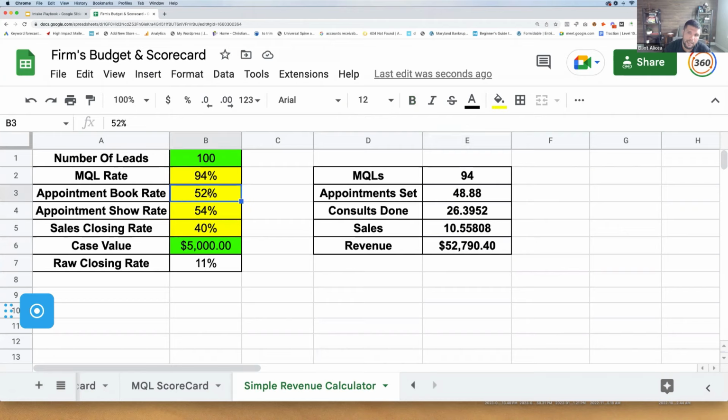Now, let's just say you can get this up to benchmark, which I like to say is around 70%. Our show rate is at 70%. And I say if you can close at 30%, you're doing pretty good for yourself. Now we're back at 70 grand. These are metrics that I know firms are hitting right now. And that's only a raw closing rate of 14%. Some firms close way higher than this, like 20, 30, 40, even 50% in some practice areas.